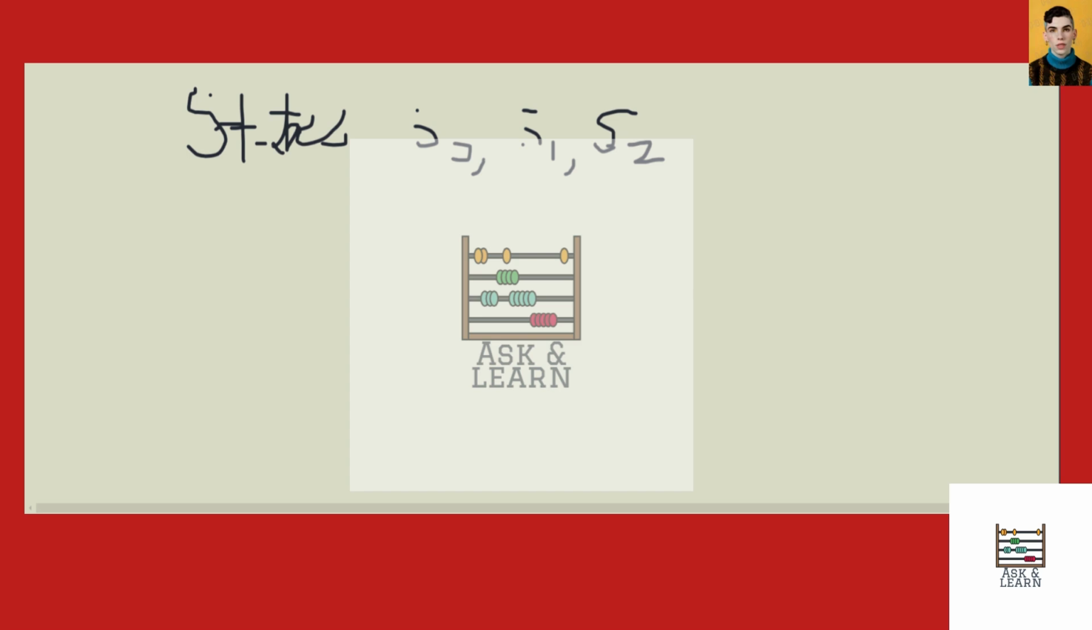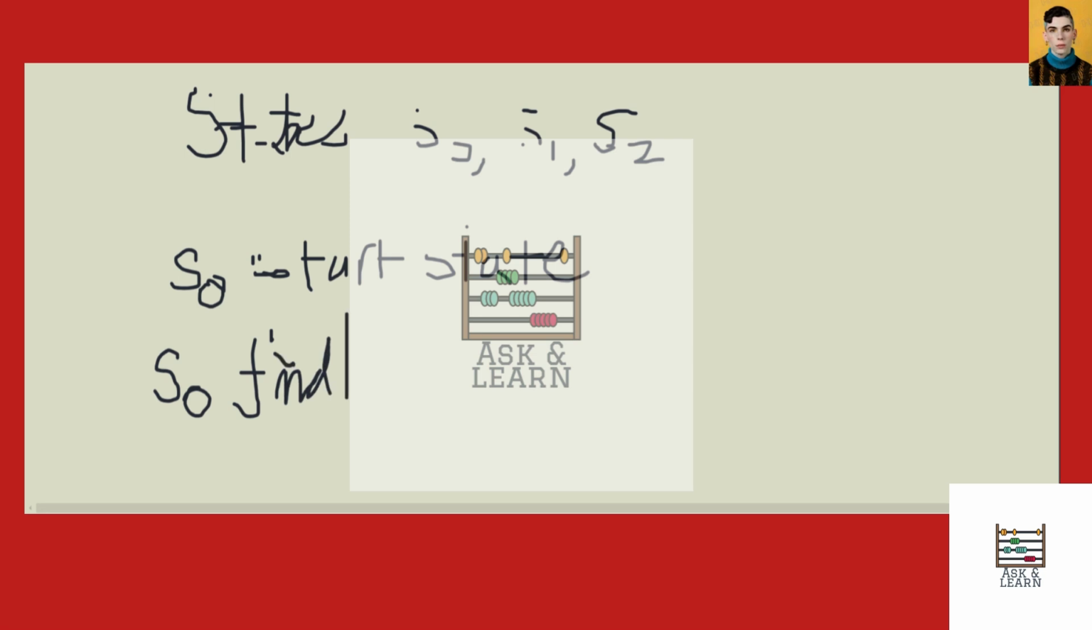We see that S0 is marked as the start state. And we see that the start state is also a final state. Because it's a final state, this implies that the empty string lambda is in the language recognized by the machine.